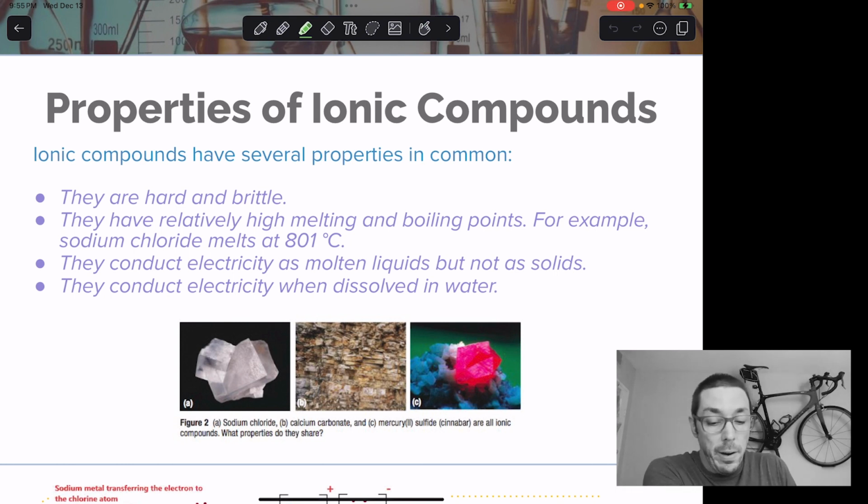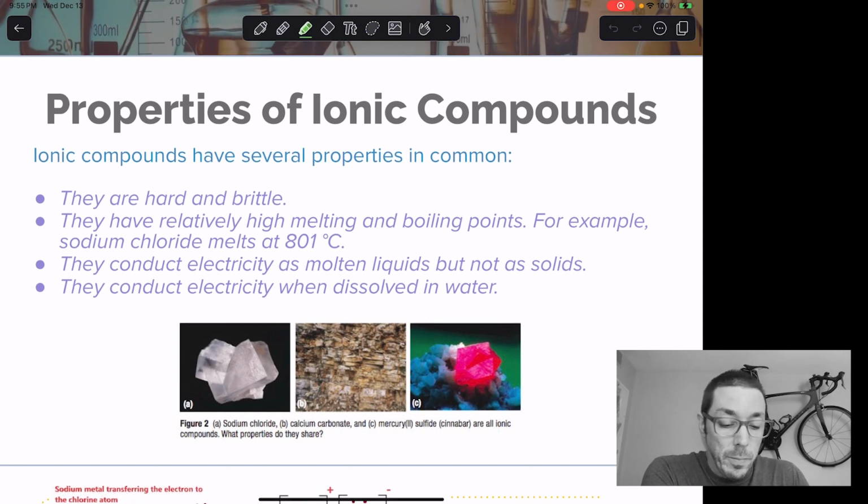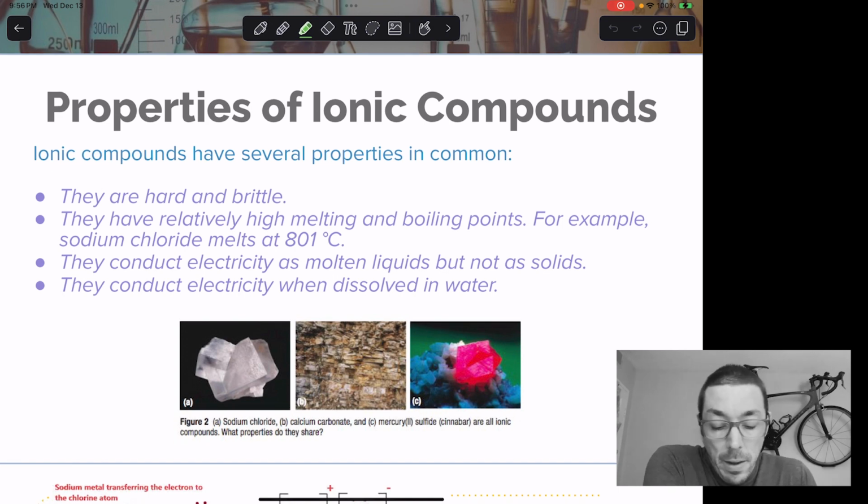So we'll start with ionic compounds, and generally most ionic compounds all have fairly similar properties, and they're listed here. Usually they're hard and brittle, and they've got high melting and boiling points. So, for example, the salt that you sprinkle on your food doesn't melt until 800 degrees Celsius. That is crazy hot. Pizza ovens don't even get that hot.